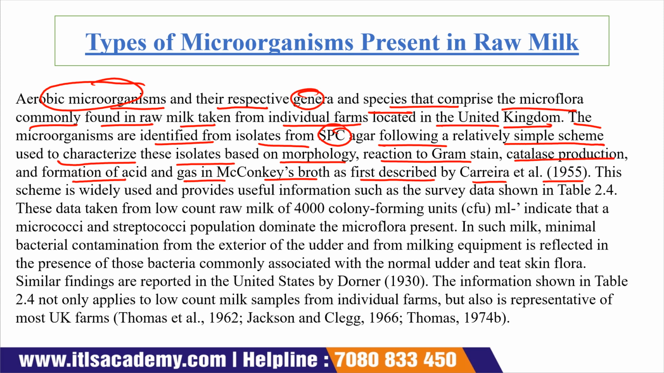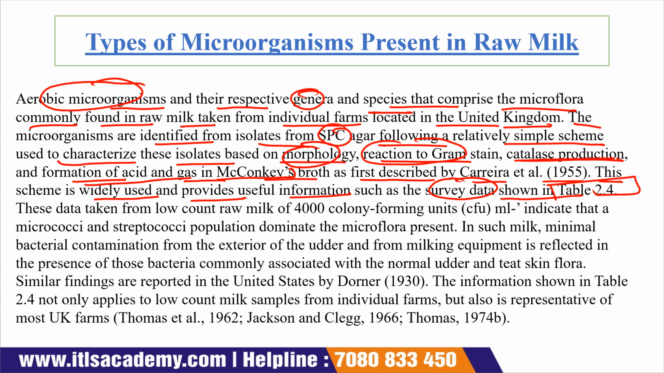This scheme is used to characterize these isolates according to their morphology, reaction to gram staining, catalase production, and formation of acid and gas in MacConkey agar. According to these, we characterize the type of bacteria, as first described by Carrera et al. in 1955. This scheme is widely used and provides useful information such as survey data, which is present in Table 2.4 in the next slide.